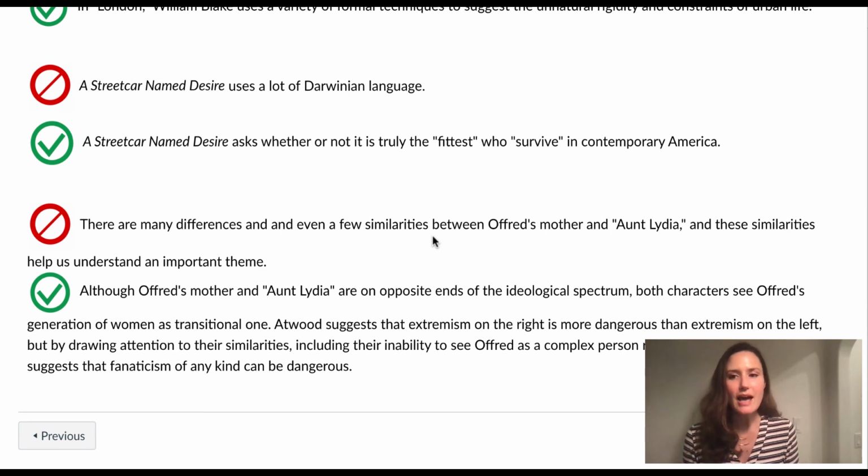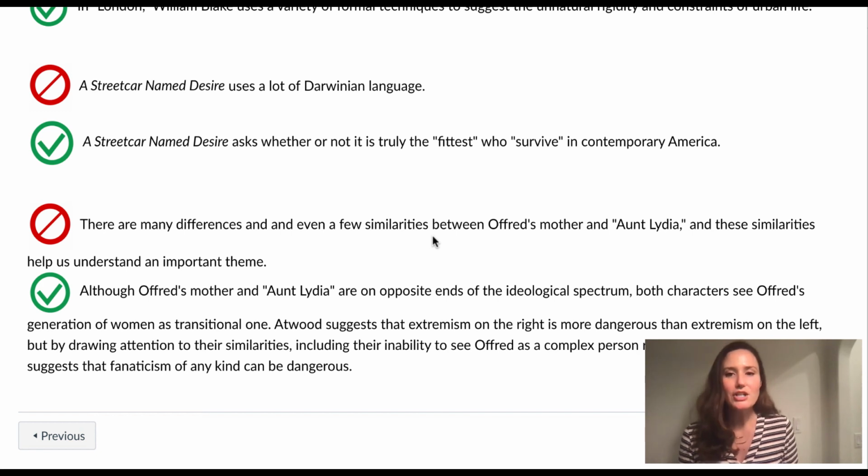And then also saying that they help us understand an important theme. Well, most texts, most stories have important themes. So what is the actual theme? And how are the similarities and differences shining light on this theme or developing this theme? And what are the similarities and differences? So this thesis statement is way too vague.